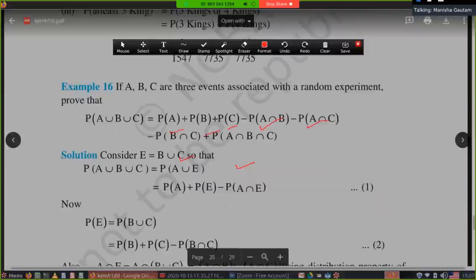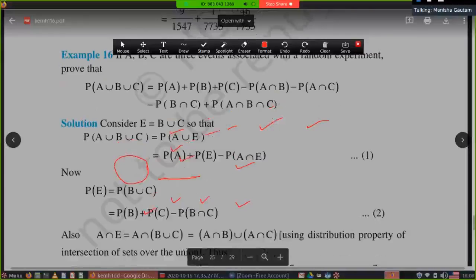Here the question is converted into two events. We have taken B union C as E. This is probability of A union E. We can apply the formula: probability of A plus probability of E minus probability of A intersection E. Now E is B union C, so you can apply the formula on this B union C. This will be probability of B plus probability of C minus probability of B intersection C.